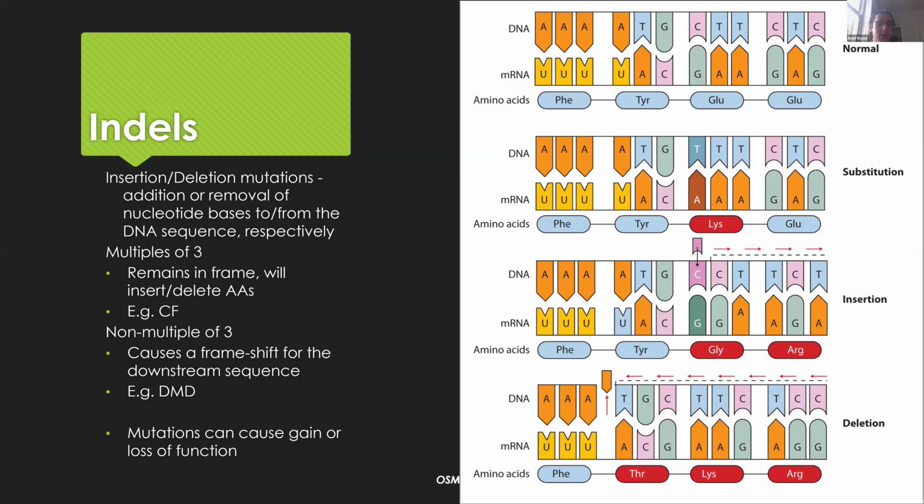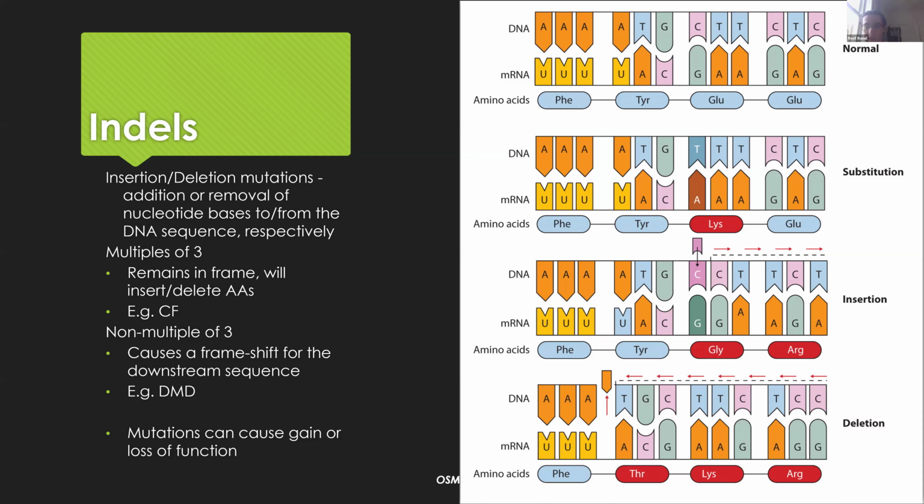Now, if it is a non-multiple of 3, then what we get is a frame shift. And this can be very serious on the protein structure. So this shifts the reading frame and alters every downstream triplet and thus amino acid. And often what occurs is that there's introduction of a premature stop codon.